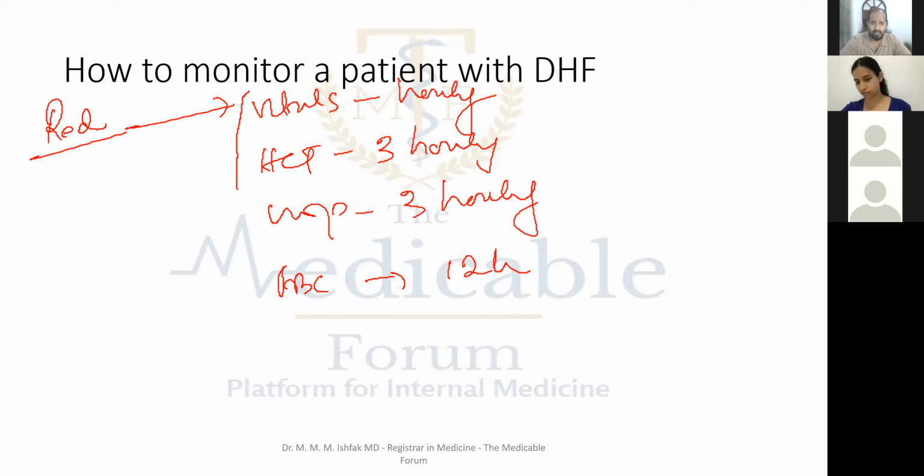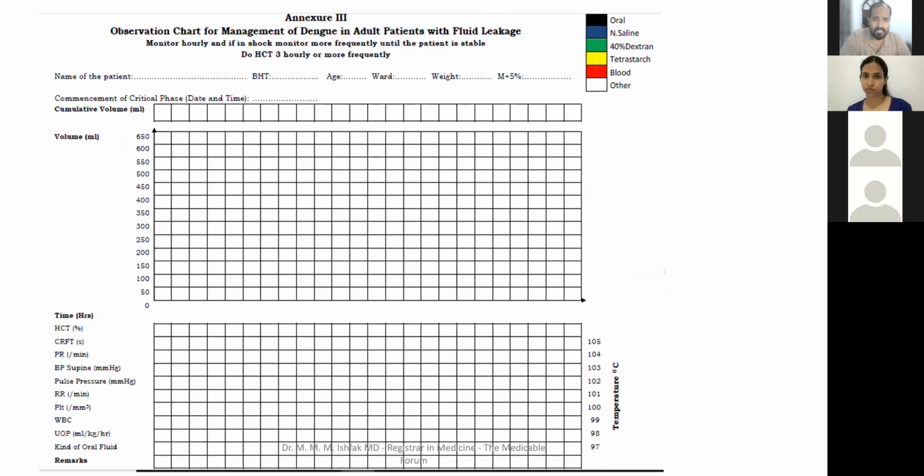So these are the main things you have to do, and make sure adequate fluids are going on, right? So this is the chart. This is called the red chart. Now, I have this in black, but in your wards this will be printed in red, right? So that is why we call this a red chart.